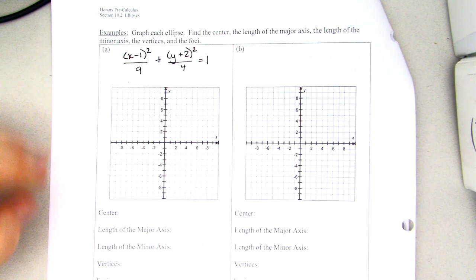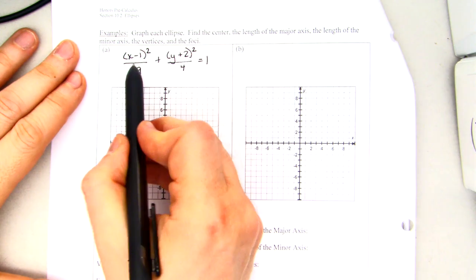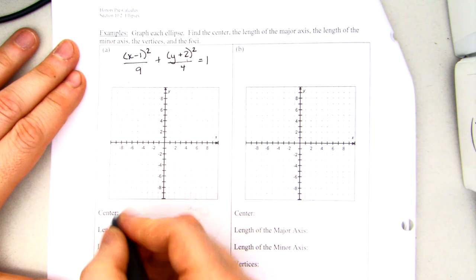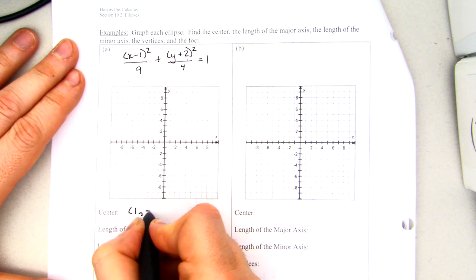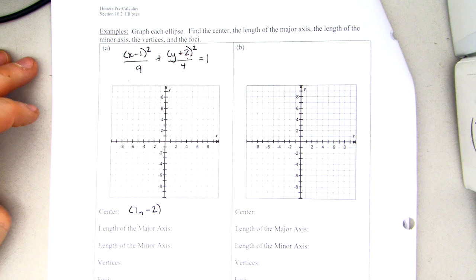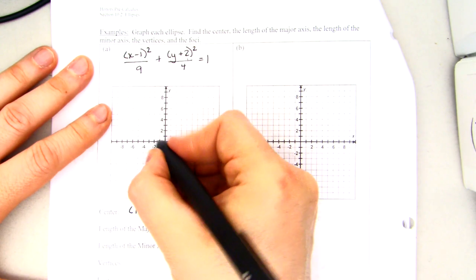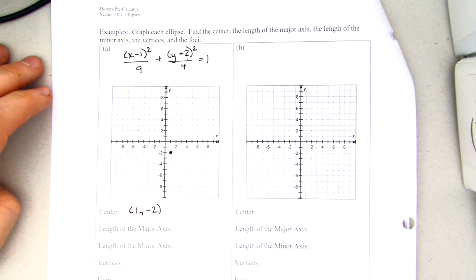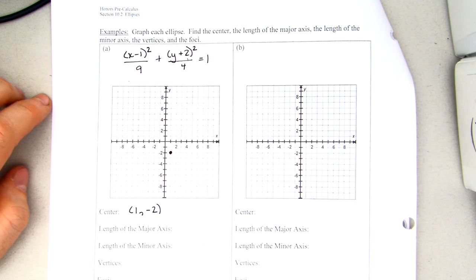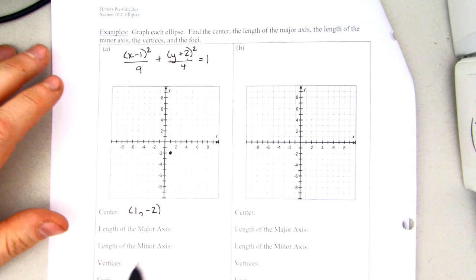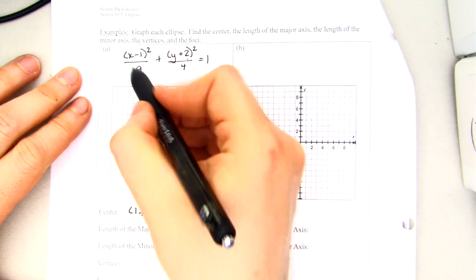I'm going to start by finding the center of my ellipse. Well, h, k, my center is 1 comma negative 2. I'm going to put a point at that center, 1 comma negative 2.